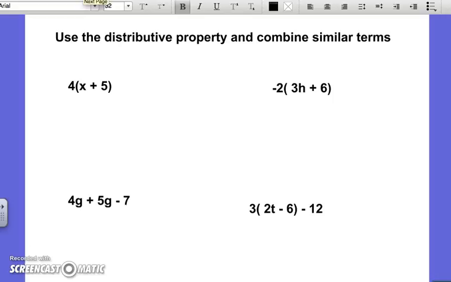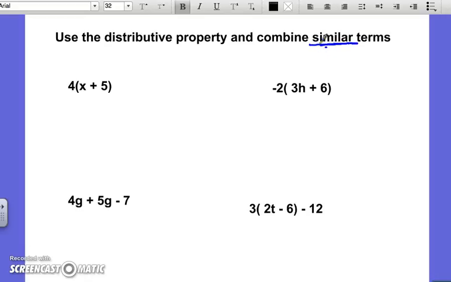Use the distributive property and combine similar terms. Okay, distributive property. Remember, this is when we take something that's outside of a parentheses and we apply it, we multiply to everything inside. In similar terms, the term similar means that they are alike. So this is when we have things that are alike to each other, like we have x's or h's.